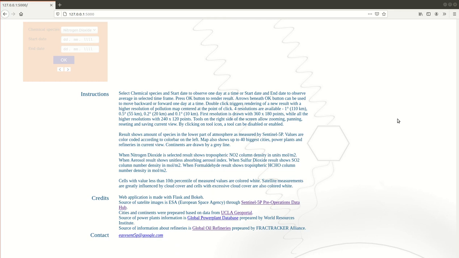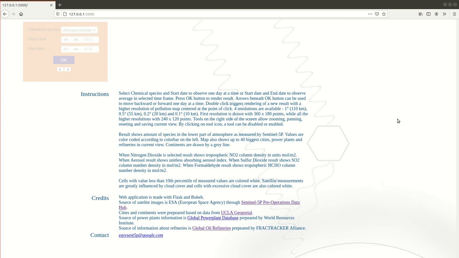Sentinel 5P is a European Space Agency satellite dedicated to monitoring the chemical composition of the Earth's atmosphere. Data is available to anyone on the Copernicus Open Access Data Hub since about the second half of 2018. Daily volume of this data for 4 chemical species is more than 30 gigabytes, or more than 10 terabytes per year.